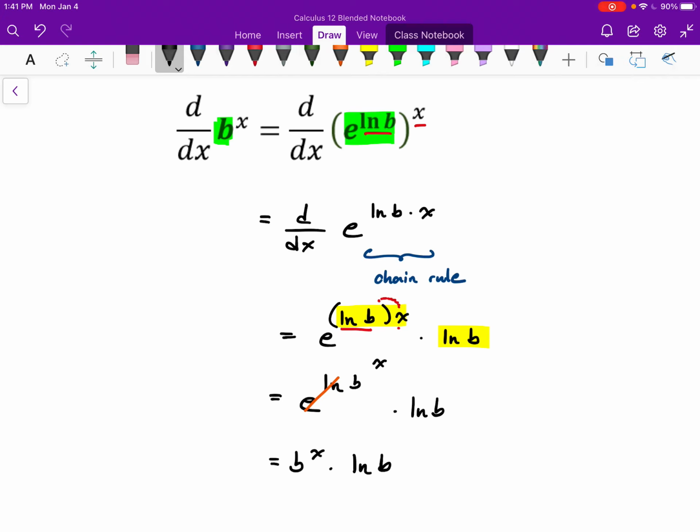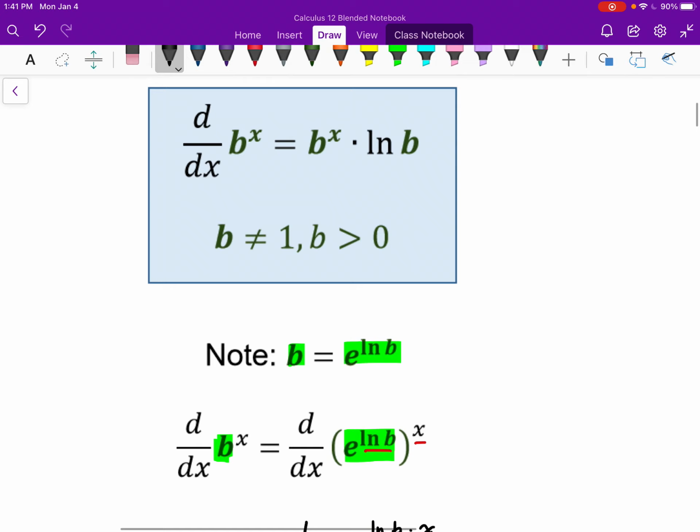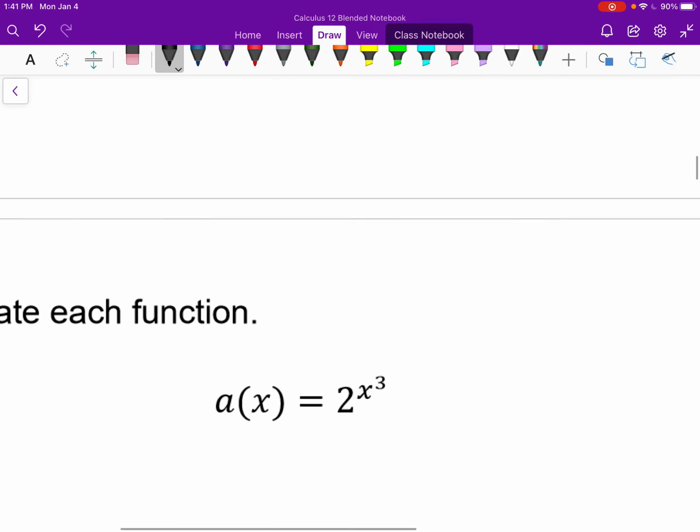Not a lot of steps, but as always, when I'm showing these proofs, the idea is not that I want you to memorize it. We're using some of these skills that we're trying to look at. But really, going forwards, you just want to remember that the derivative of any exponential function is this: the derivative of b to the power of x is b to the power of x times the natural logarithm of b. So let's use this in a few examples.